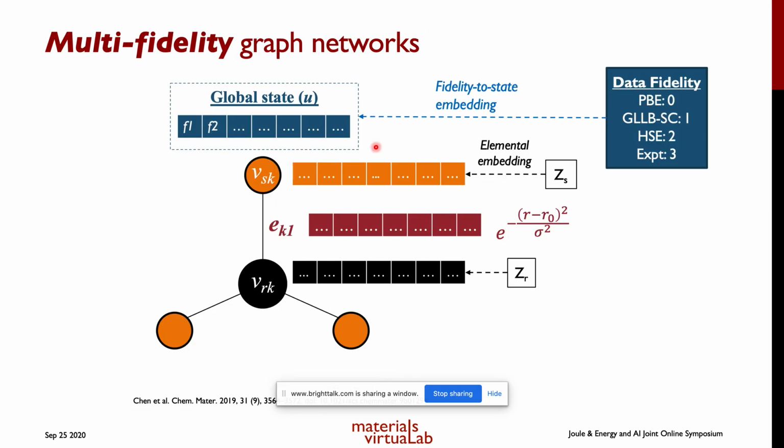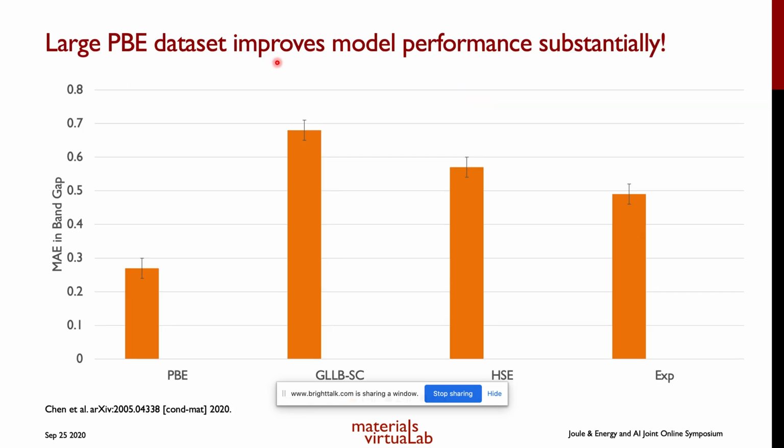And in multi-fidelity graph networks, what we do is take the data fidelity, which is, for example, whether it is PBE data or HSE data or experimental data, and we embed that fidelity information in our global state vector in our graph networks. And then we do our training, and we can then train the entire model with all the different fidelity data all at once.